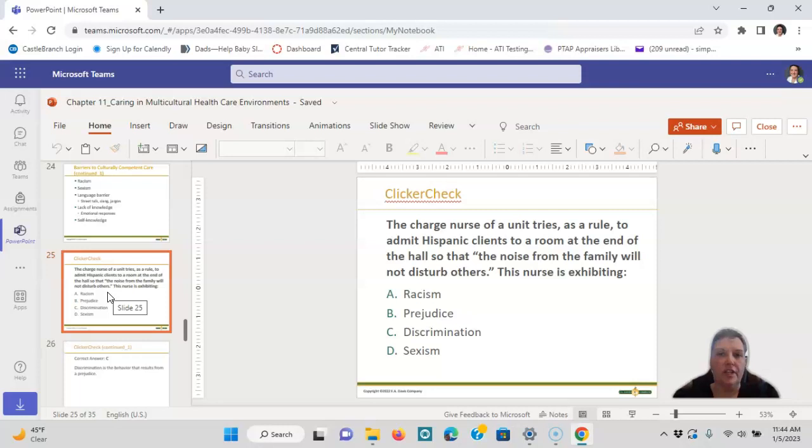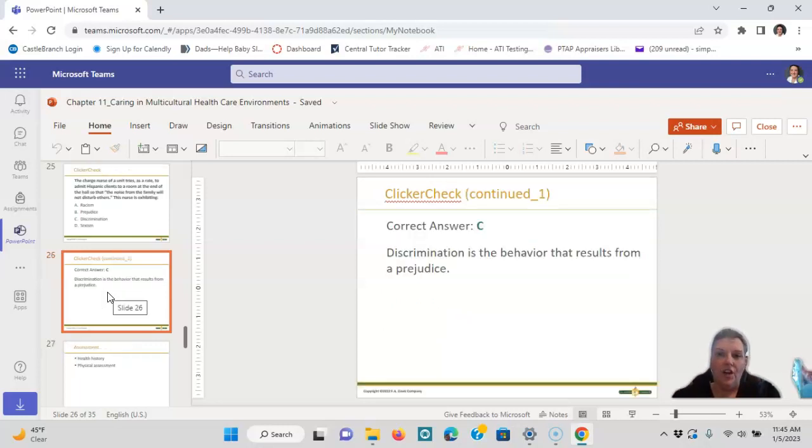So a charge nurse of a unit tries, as a rule, to admit Hispanic clients to a room at the end of the hall so that the noise from the family will not disturb others. This nurse is exhibiting totally discrimination. She is discriminating against Hispanic patients, that they should not be at the center of the unit. So that's behavior that results from a prejudice. Prejudice from Hispanic families bring their entire family and they're very loud. That's coming from a stereotype.